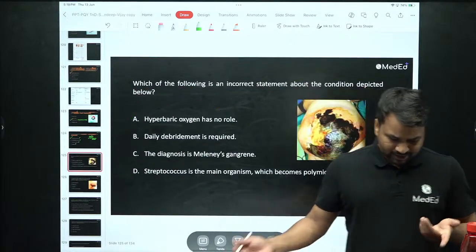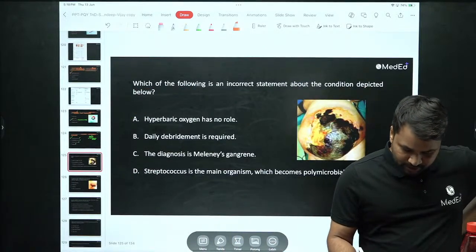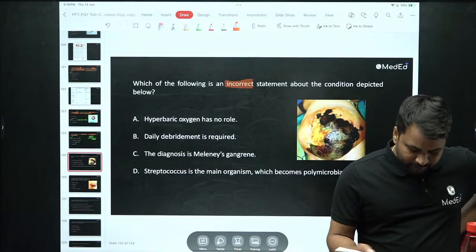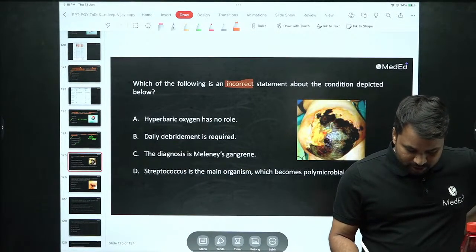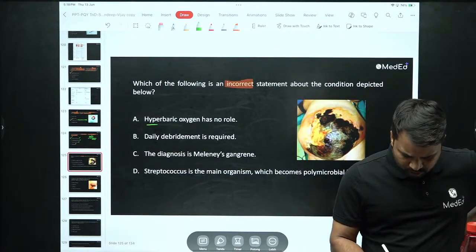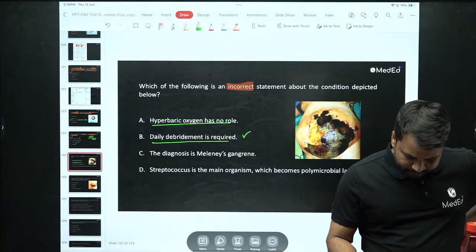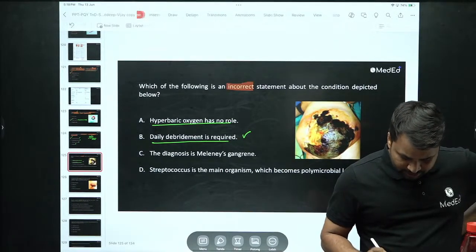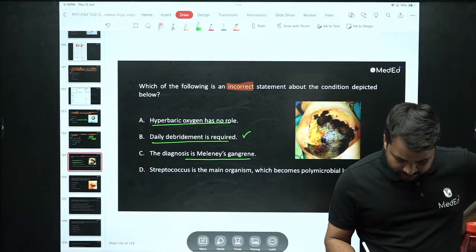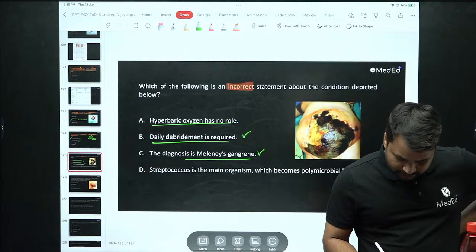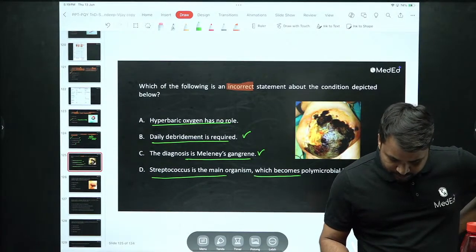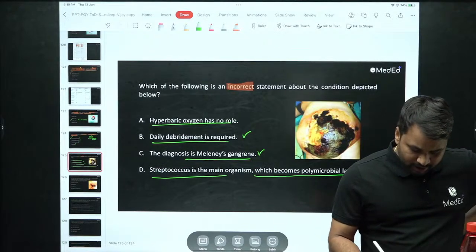Chalo. This is a repeat question. Statement incorrect. This is your Meleney's gangrene. Hyperbaric oxygen has no role. No, it has a role. It is not no role. Daily debridement is required. This is also correct. Diagnosis Meleney's gangrene or Meleney's ulcer. That is correct. Streptococcus is the main organism which becomes polymicrobial later. All is correct. So this is wrong.